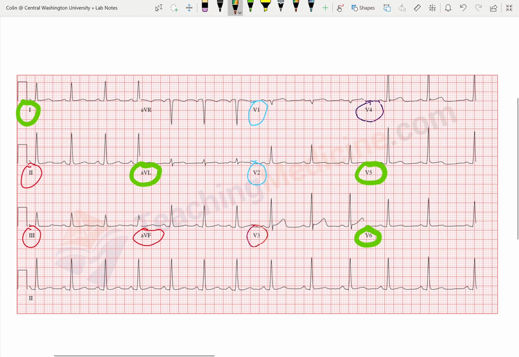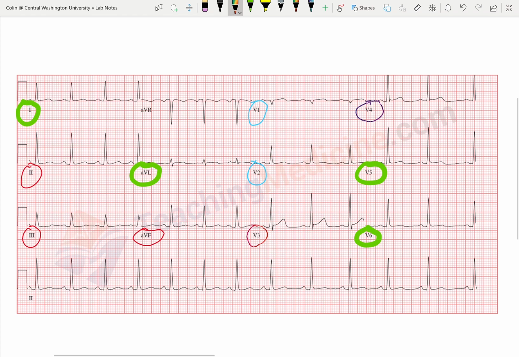And so the rule to call an MI, to say that someone's having a heart attack just based on the 12 lead, is we need to have ST elevation in 2 leads that look at the same part of the heart. So for example, if leads 1 and AVL both showed ST elevation, then we could say we're having a lateral MI. If leads 3 and AVF had ST elevation, we could say we're having an inferior MI.